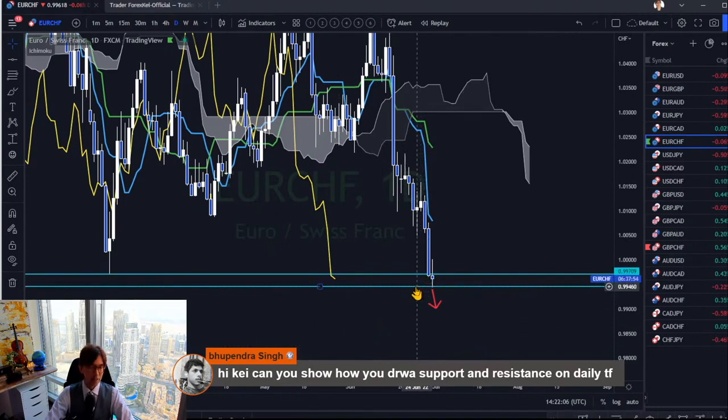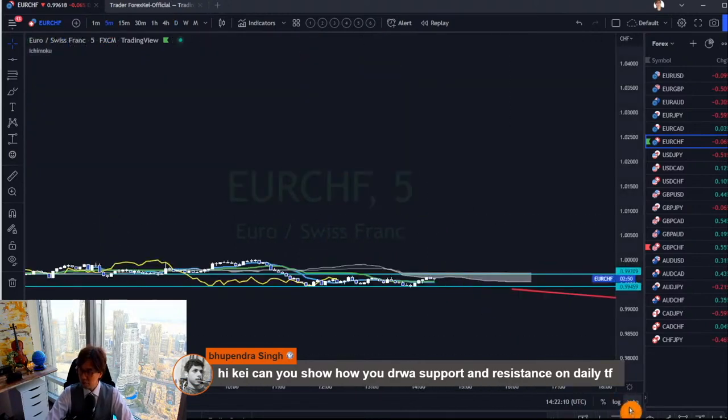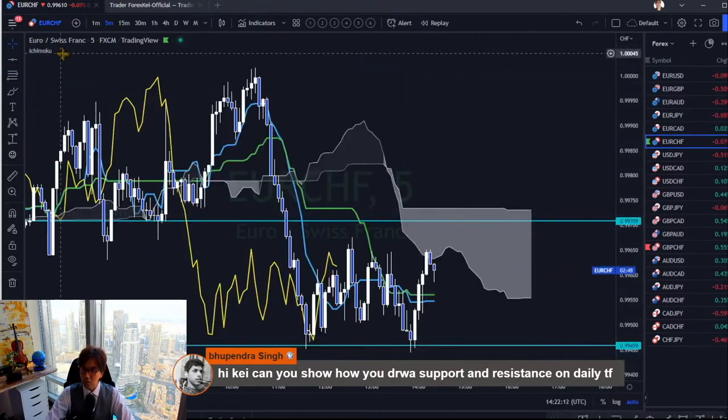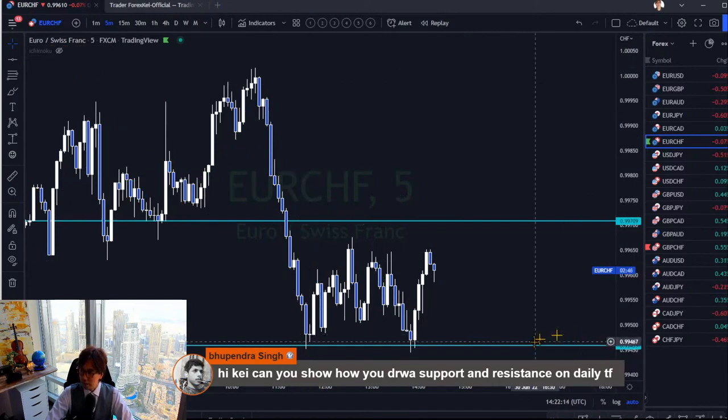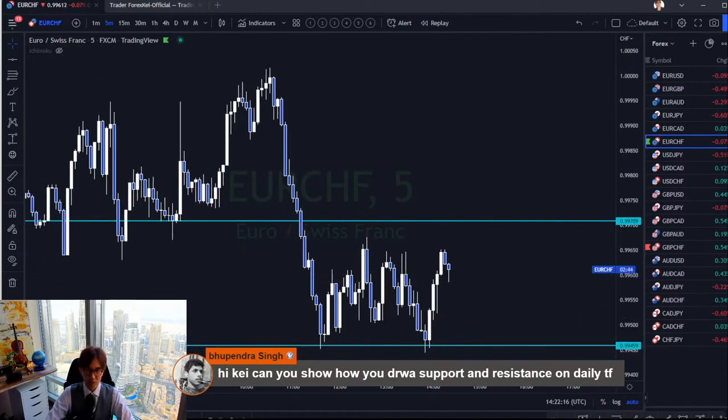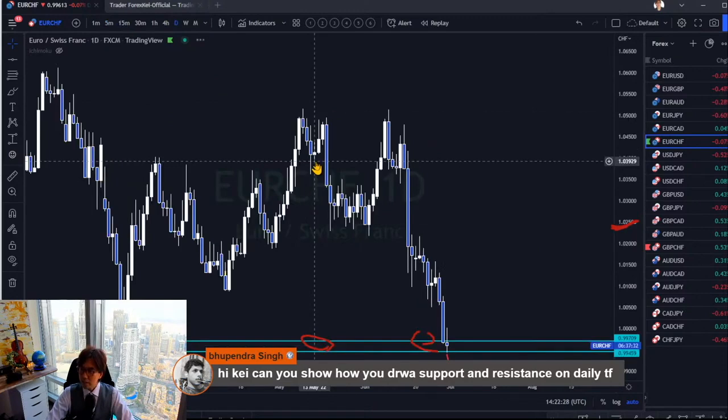So in this case, I would draw these two lines, or maybe I'm not going to draw this one based on the daily, based on the lower time frames like the 5 minute. As I mentioned before, I would draw the line on this one because this was a new support in the 5. And then I still keep this one based on the daily previous supports. So that's how I draw.